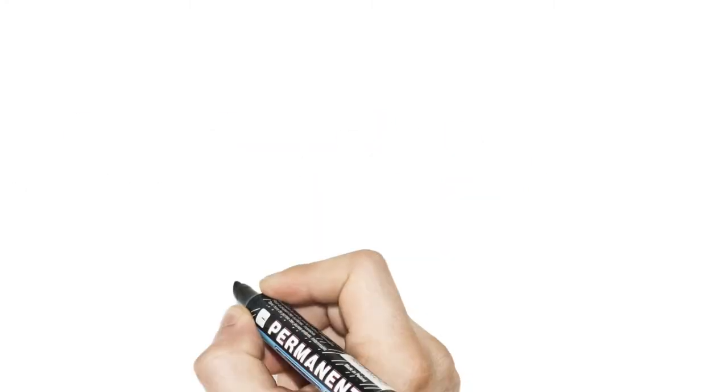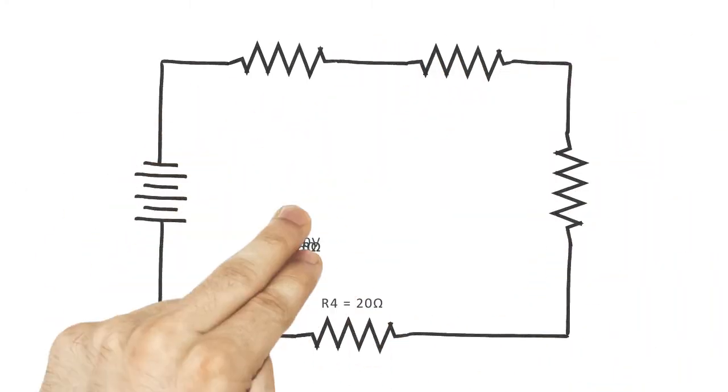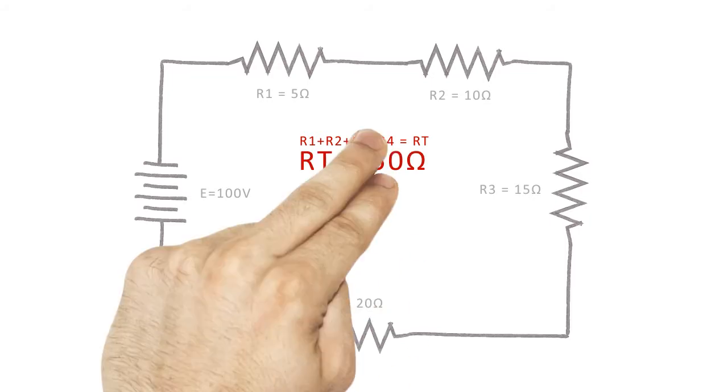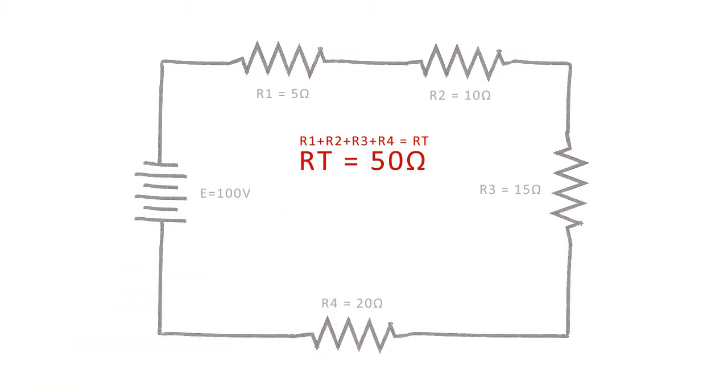Let's have a look at a series circuit first. Solving resistance on a series circuit is pretty simple. You add up all the resistors to get the resistance total. This circuit shows we have a resistance total of 50 ohms. The voltage on this circuit is 100 volts.